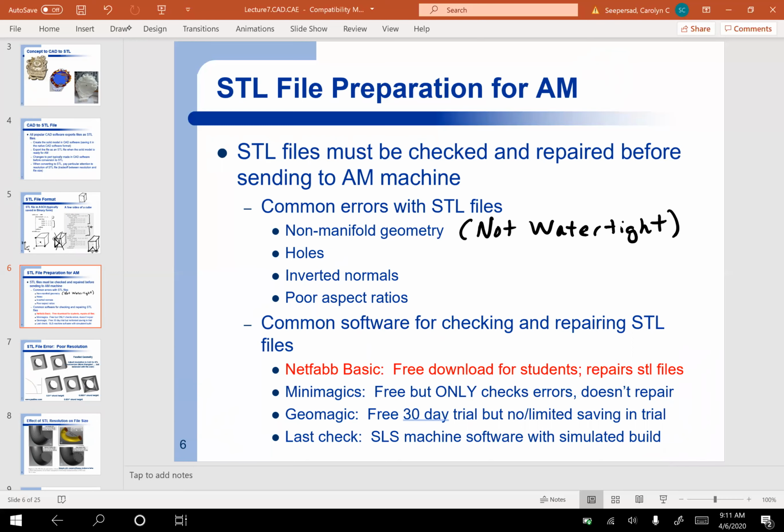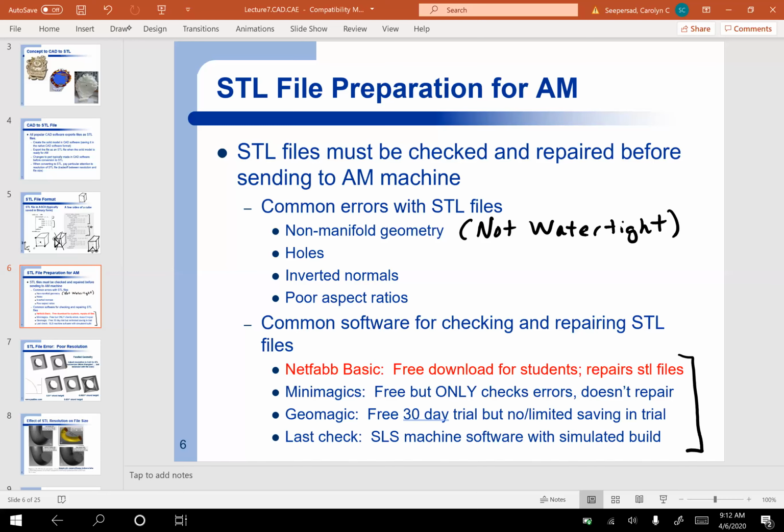There is some software for checking and repairing STL files, and I've listed a few of those down here. Okay, so NetFab Basic, I think they no longer call it Basic. There's a NetFab Standard and a NetFab Premium. There's a free download for students because NetFab is now owned by Autodesk. It used to be its own company, and NetFab Basic was just free for everybody to download. Now NetFab is owned by Autodesk, and Autodesk is providing free software, including Fusion 360, to students and faculty and staff at educational institutions.